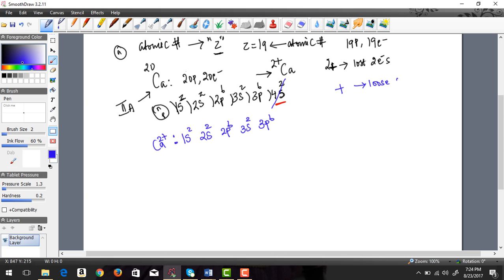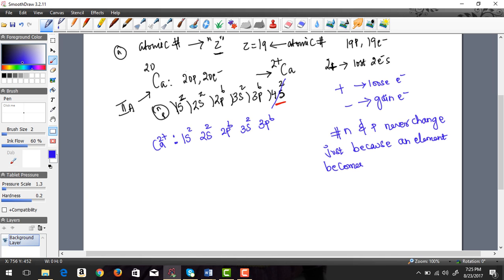Plus means you lose electrons, negative means you gain electrons. What that really means is the number of neutrons and protons never change just because an element becomes an anion or cation, okay. We've looked at a cation, which is positively charged.